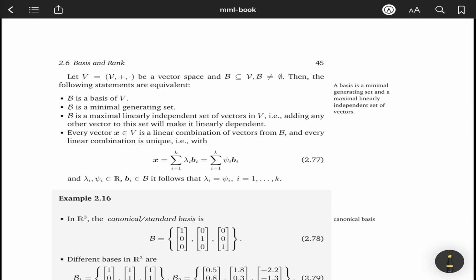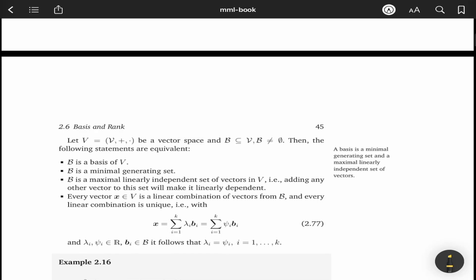Okay, so let's go on. Let V be a vector space and B be a subset of the set V. Then the following statements are equivalent. Oh, okay, no, I read this wrong. Again, let V be a vector space and B be a subset of the set V. Then the following statements are equivalent. So this one is not a subspace, it's a subset. I just got confused with the V because this is an emphasized V.